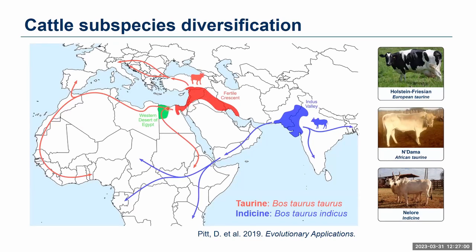And so further crossbreeding between these two sublineages, as well as environmental selection pressures and selection pressures by breeders, has caused further diversification between these breeds. However, most of the research so far has been focused on the European taurine breeds. And so for my project, I was interested in trying to capture some of the diversity between different breeds. So for this reason, I was studying the Holstein Friesian to represent the European taurine, N'Dama to represent the African taurine, and then Nelore to represent the Indicine.